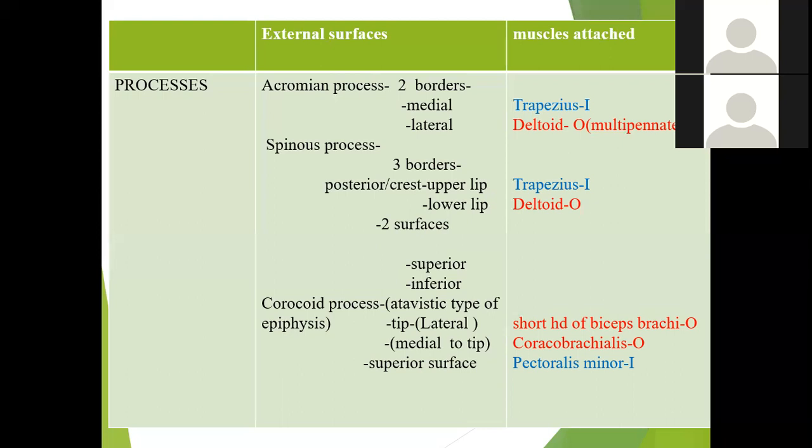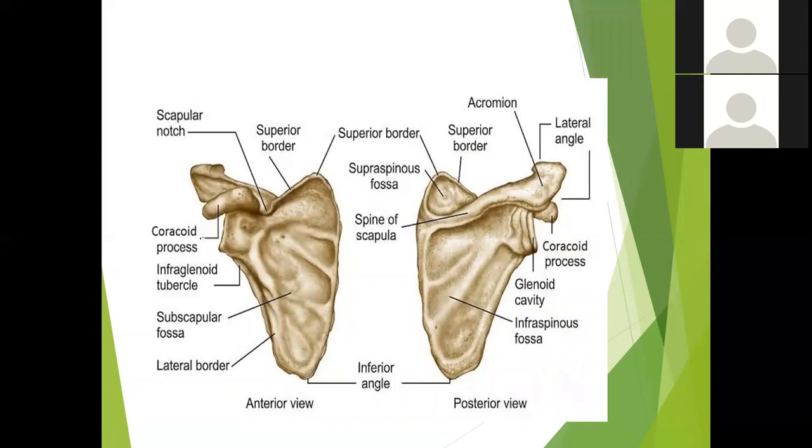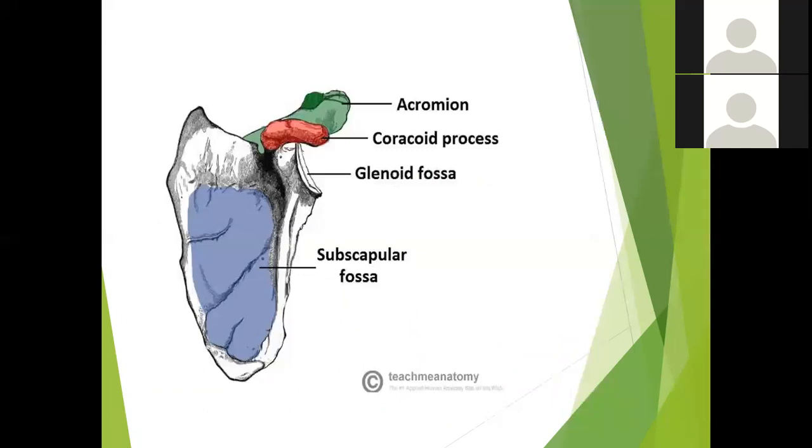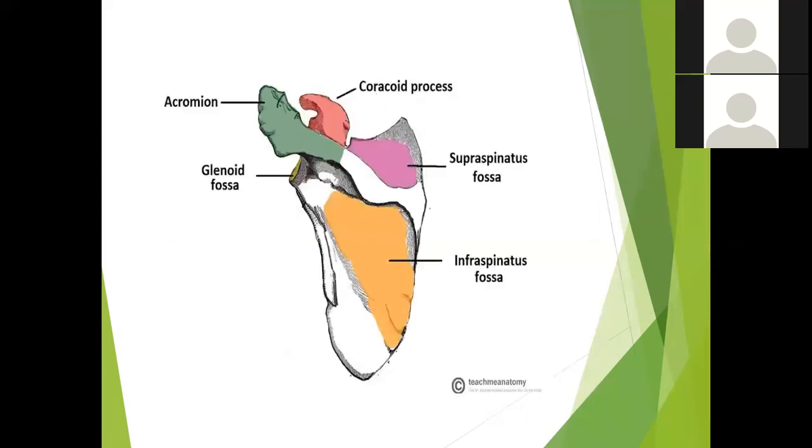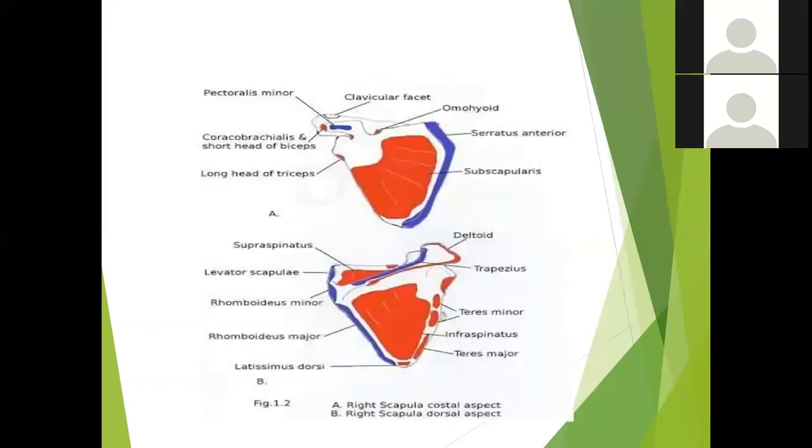Okay. So next, this is a picture of the scapula. You can see the features. Okay, so you can see the surfaces, the borders, the angles, and the processes. Okay, and now you can see the muscles attached. You can see the subscapular fossa, the glenoid fossa, and next you can see the processes here: the coracoid process and the acromion process. Okay, on the posterior or dorsal part, you can see the supraspinatus fossa, infraspinatus fossa, glenoid fossa, acromion, and the coracoid process. Okay, so here you can see the muscles attached.